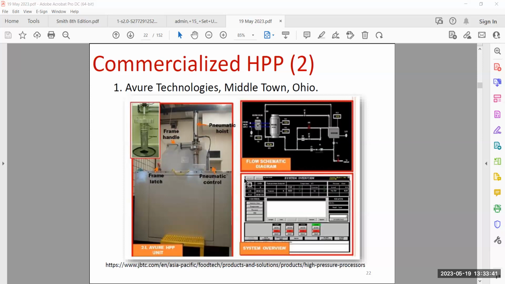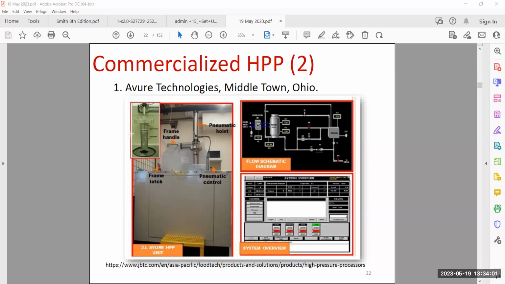This was made in the United States. Okay, and it has basically a chamber that looks like this, and so it's a bit limited, although the chamber looks bigger, but the vessel for the food product is quite small. So, but I think the biggest size is about 5 liters. We have one here in Malaysia.